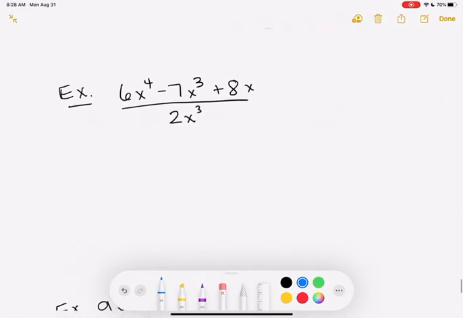Try this next one here. 6x to the 4th minus 7x cubed plus 8x all over 2x cubed. Give it a try, hit pause, come back when you're ready.